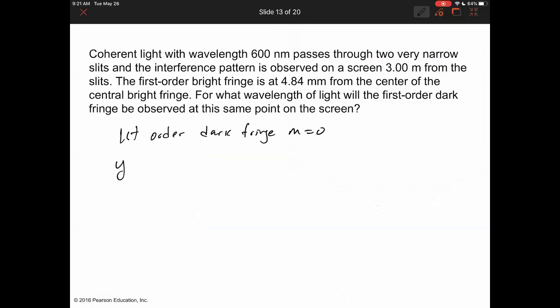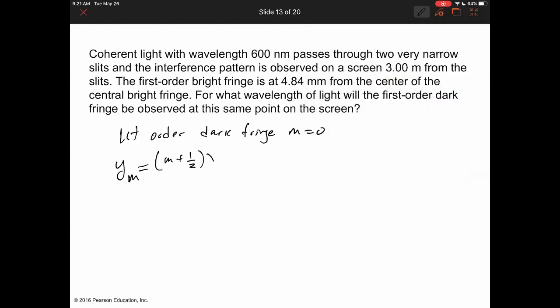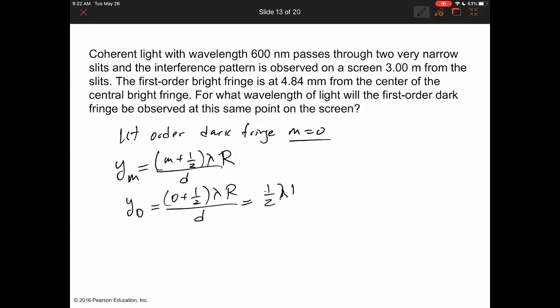So remember, what we have here is ym for the dark fringe equals m plus 1/2 times lambda divided by d and times r. Now remember, I have everything. I have r, I have d, I have y. The only thing I don't have is the wavelength, and I'm going to use this to calculate that. So what I have here is y0, because m equals 0, which gives 0 plus 1/2 times lambda times r over d, so this just becomes 1/2 lambda r over d.